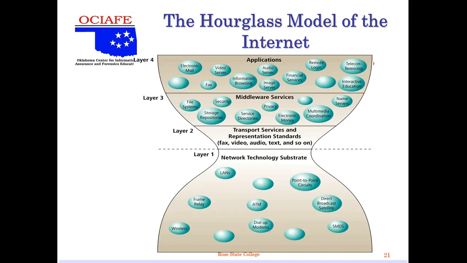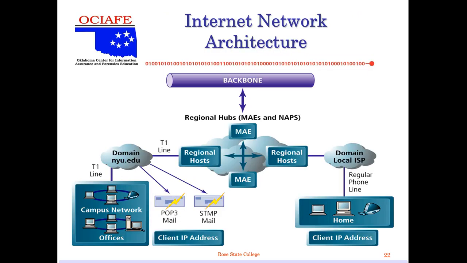All your network technologies, you're going to have all your 802s, the point-to-points, things of that nature. Layer 2, that's going to say what type of transport service we are going to do. Your middleware services are security, multimedia, electronic money, name servers, things of that nature. And then finally, layer 4, your applications. It'll be your browsers, your emails, your teleconferencing utilities, things of that nature.